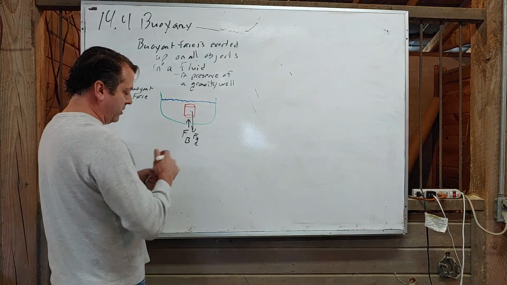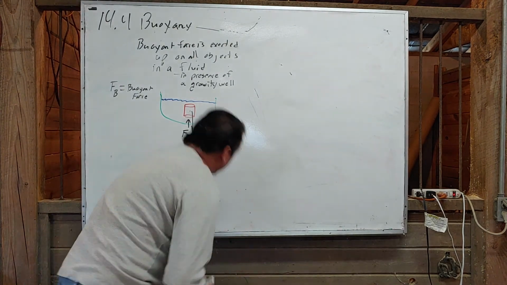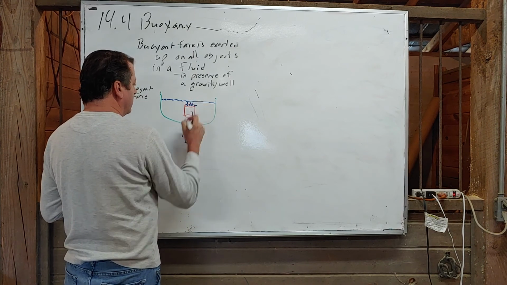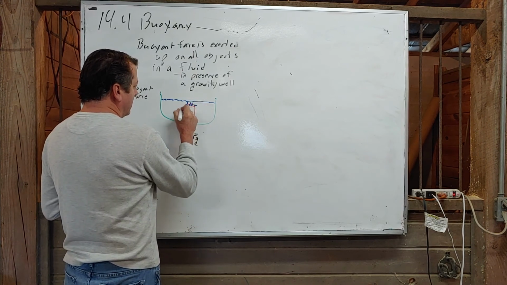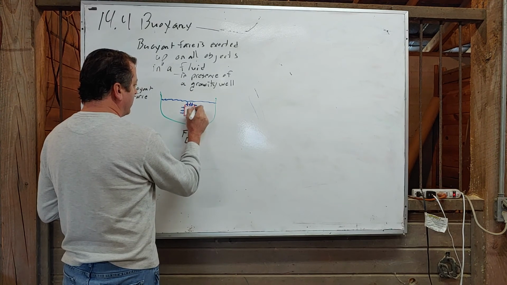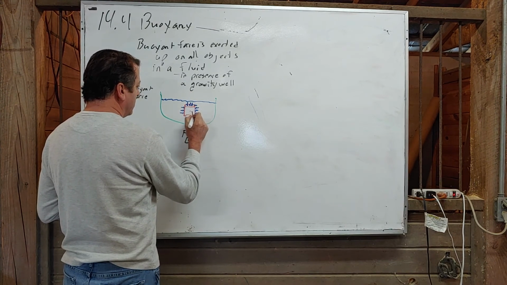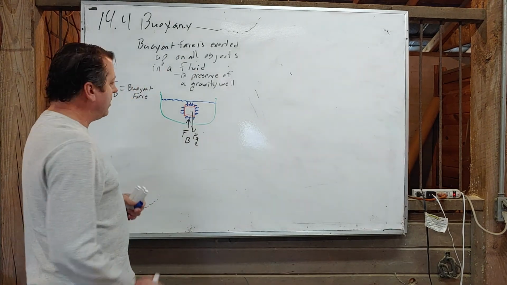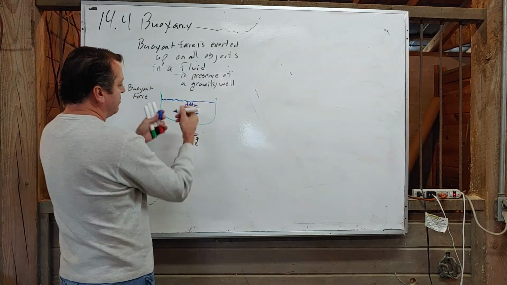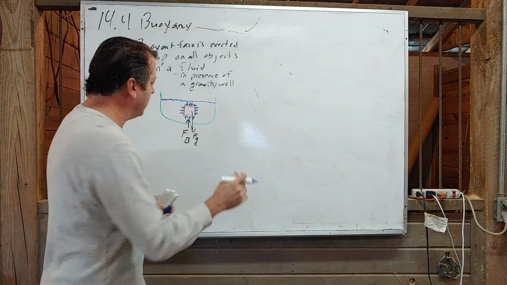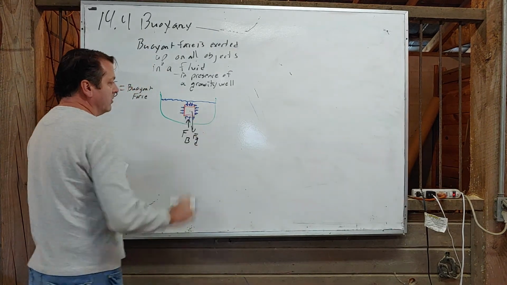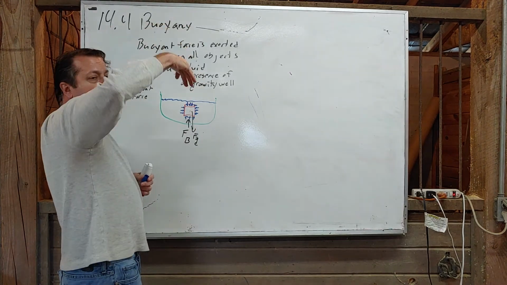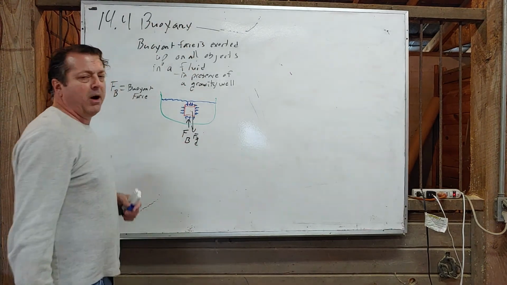So let's use blue for the water. Now, at this height, there's a pressure on it. At this height, there's pressures on it. And here, there's pressures on it. Now, what you notice is, remember pressure is just force over an area, these pressures on the sides cancel each other. So really, you're just looking at pressure pushing down at the top and pressure pushing up on the bottom.